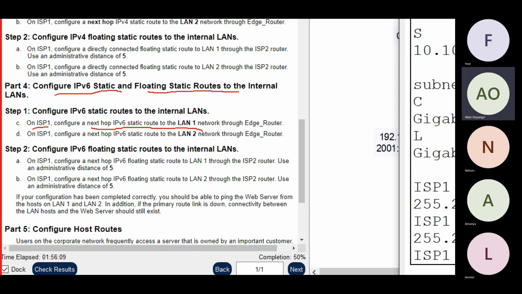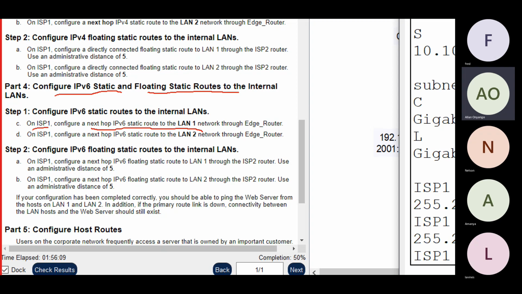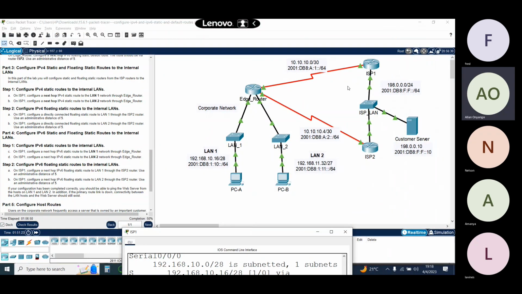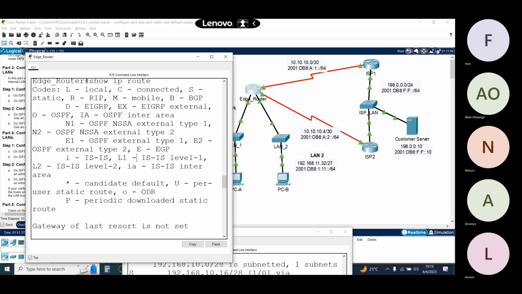Next hop, which means we need to know what is the next hop IPv6 address from ISP1 through the edge router. What is the next hop? Because they need us to do the next hops. So let's open the edge router.